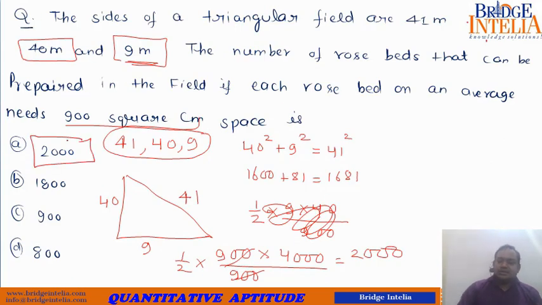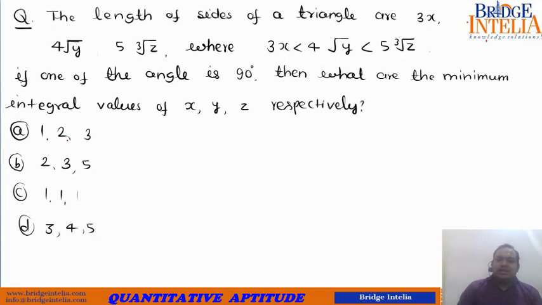Now let's move further. The lengths of the sides of a triangle are 3x, 4 under root y and 5 cube root of z. If one of the angles is 90 degrees, then what are the minimum integral values of x, y and z respectively? This question was asked 2 seasons ago. At first look it looks very complicated, and most of the students told us in feedback that they skipped this question. But if you look at it, it is very simple, very easy.